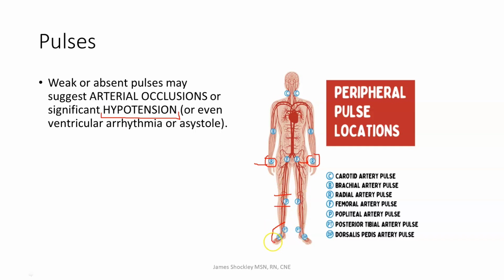And then your pedal pulses. Make sure that you're assessing both. All right, and it's your dorsalis pedis and your posterior tibia. Again, just like you would do with your radial arteries, you want to palpate them at the same time. Because if you have changes, it means you could potentially have complications. Say if you went out for a cardiac cath and you came back and now I'm no longer able to feel your pedal pulses, that's an issue.